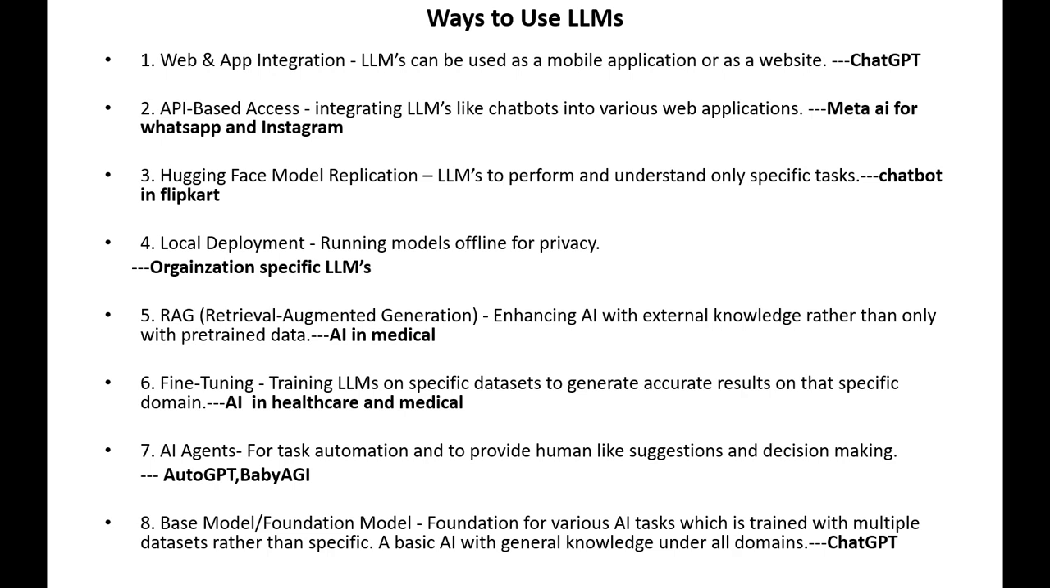The other one is API based access, rather than building an LLM from scratch. Most organizations just put an API as one of the parts of their web application. The Meta AI API is used by both WhatsApp and Instagram. So it is one of the parts of their web application, just like groups, chats, reels, etc. Meta AI is one part of the web application.